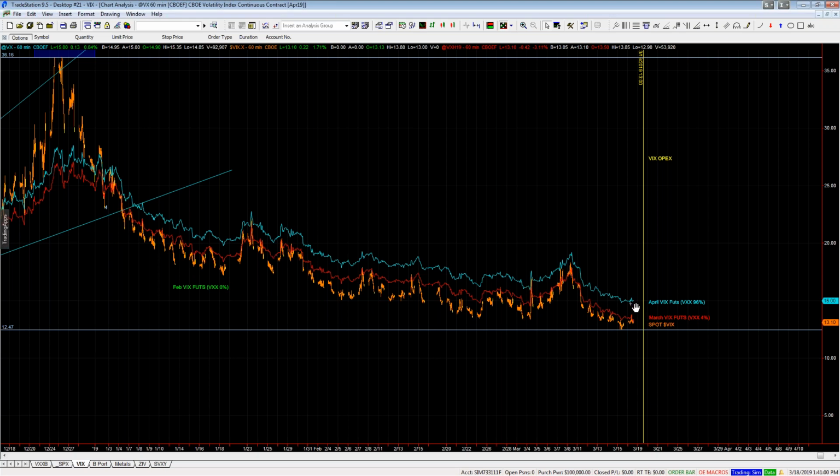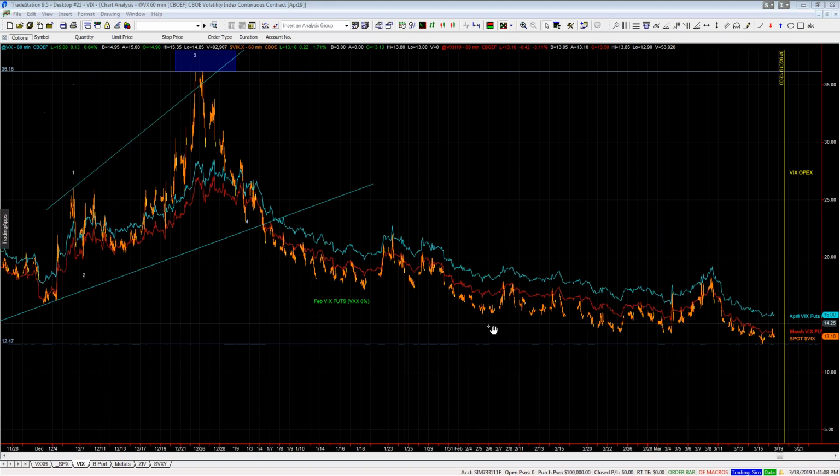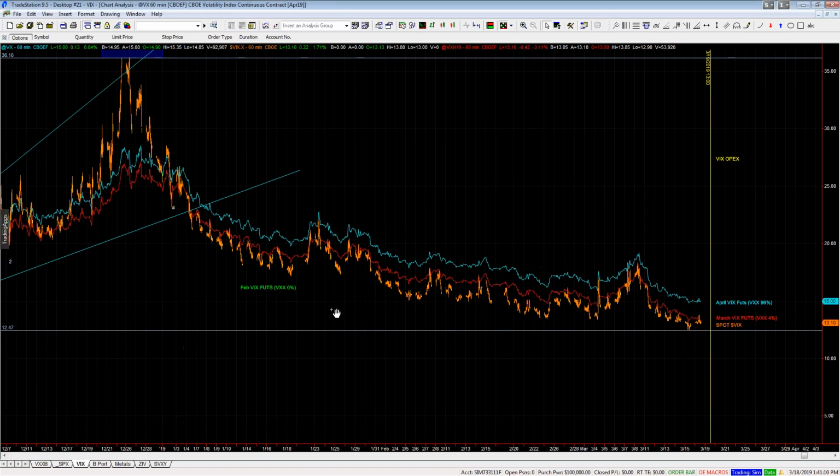There's a decent sized little gap here between April and spot, so we need a fairly decent move up on spot to really get things started. Spot's at 13.10, so it's fairly low. It's lower than it's been in a while. We had a low of 12.47 last week, and it's kind of grinding down.